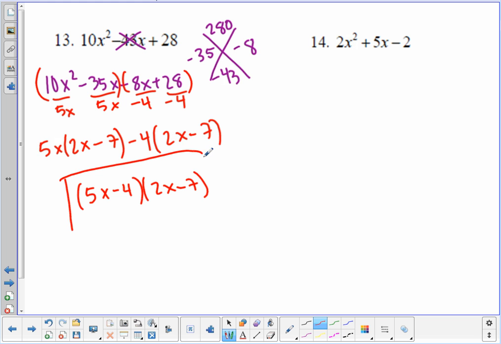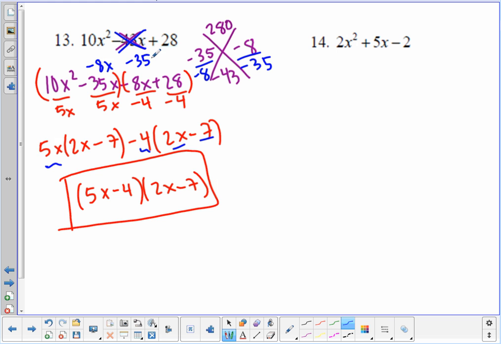Factored form. Now, some of you may be wondering what would happen if we wrote these in a different order. If I wrote negative 8 and then negative 35, am I going to get a different answer? And the answer is no. All it would change is that these would become your outside factors and the 5x minus 4 would have become your inside factors. So it does not matter which order you split this middle term into. I could have put the negative 8x there and the negative 35x there, and I would have gotten the same answer.